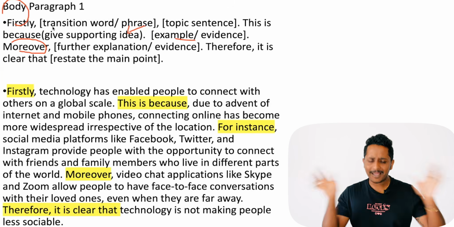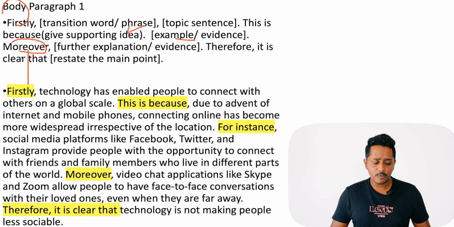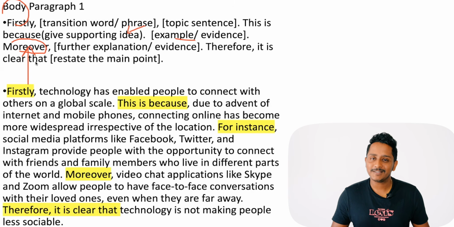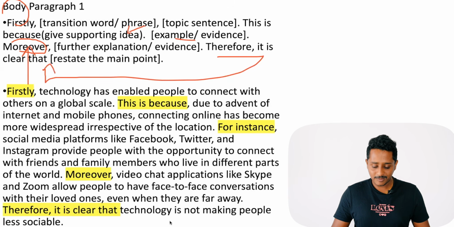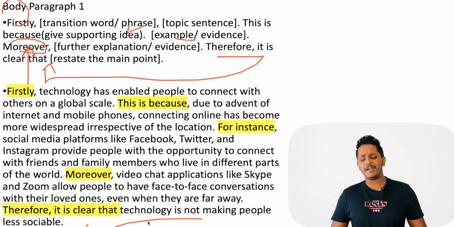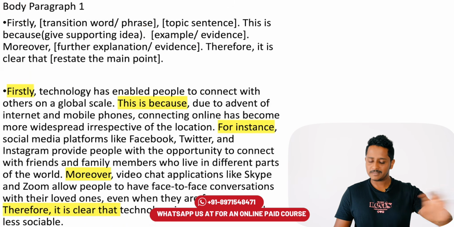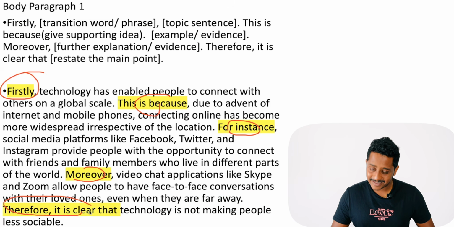There could be a drastic change in your result with just these few words. Very important, moreover, or you can also write apart from this. There are many other things with which you can write this as well, and therefore, it is clear that technology is not making people less sociable. Very good structure, it has been proved that this is giving a very good score. You just have to make use of this: moreover, for instance, this is because, firstly, therefore, it is clear that.